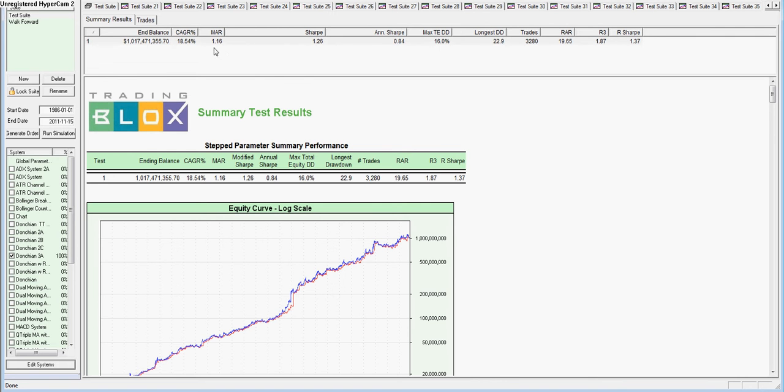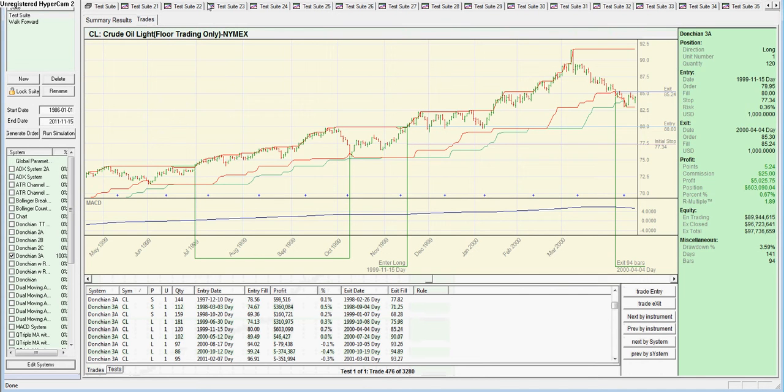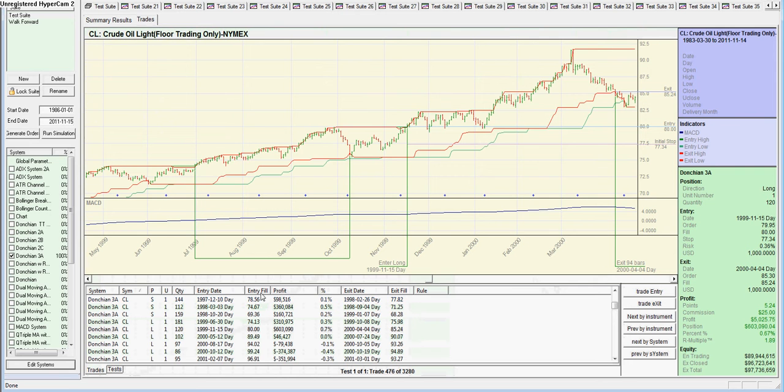So we can go over here to the Trades tab and select it, and we can see every single trade, all 3,280 trades that the Dancian 3A system would have placed, starting in 1986 all the way through November 15th, 2011.